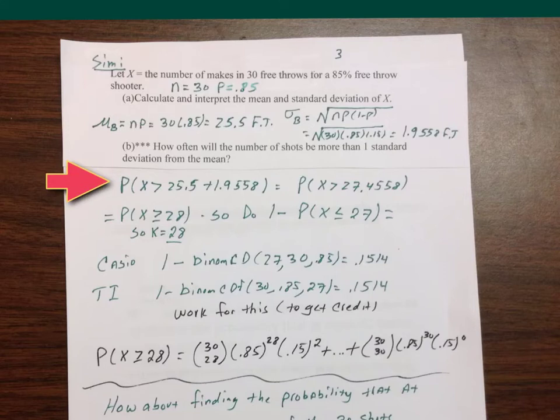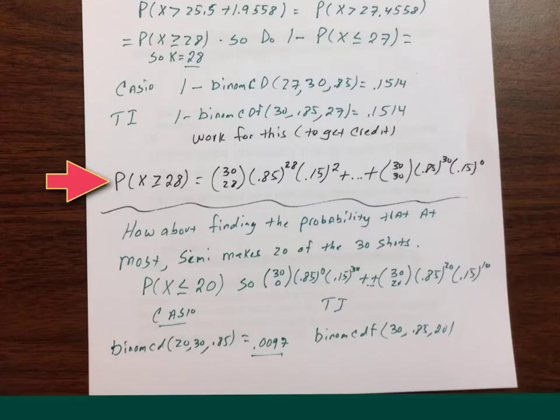On the Casio, you'll see the steps, and on the TI, we also have the steps there. Again, you must show work from the formula chart to get credit. If you put down the calculator steps, you will not receive credit for that. To receive credit, you'd have to say that x is greater than or equal to 28.